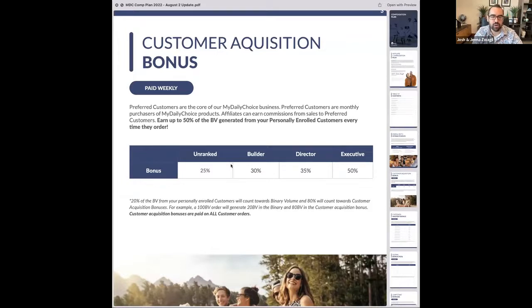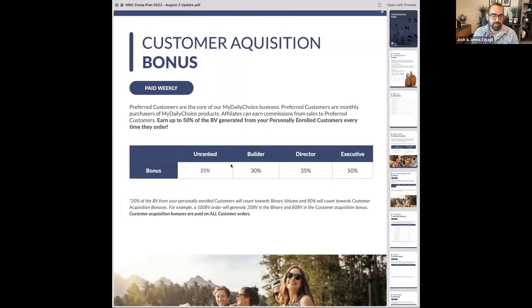And I want to talk about this a little bit because there's some misconceptions in network marketing about binaries and about unilevels. And I'm gonna break down the reason why this is one of the most powerful structures for a compensation plan. And I'm not going to say that the MDC comp plan is the best, because I don't know everything that's out there, but it's the best.